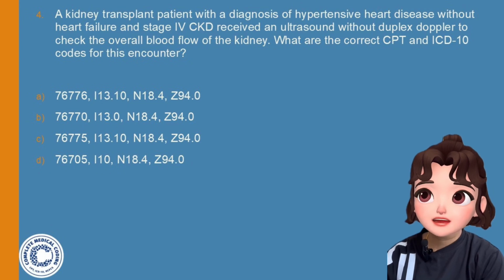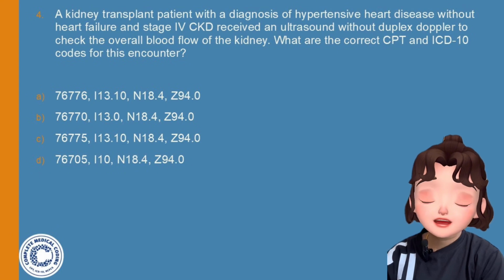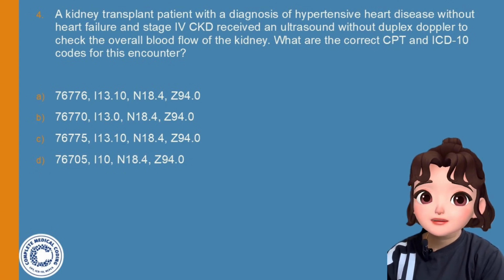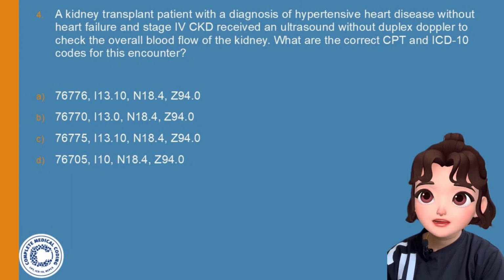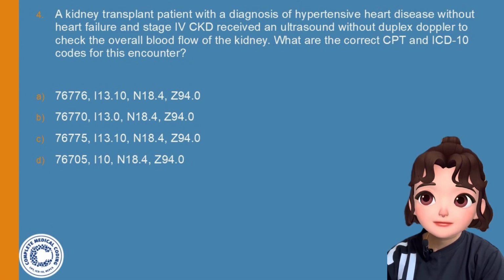So here the patient is a kidney transplant patient with hypertensive heart disease. So all these are diagnoses, okay? Hypertensive heart disease without heart failure. And then stage 4 CKD, chronic kidney disease. And what is the procedure done? Ultrasound without duplex to check the blood flow of the kidney. So ultrasound without duplex Doppler.